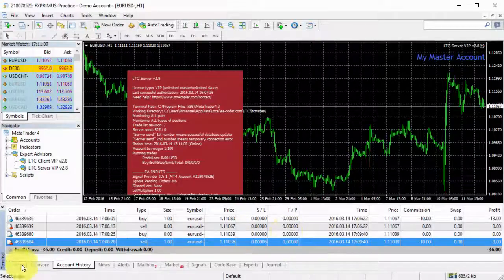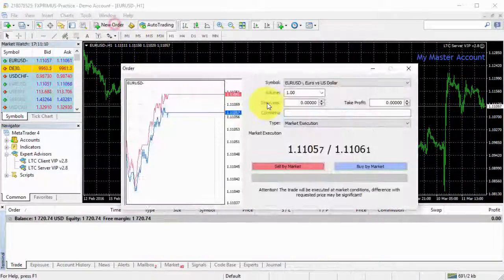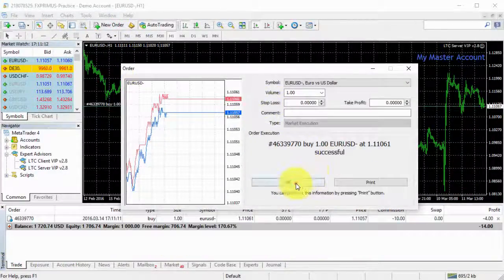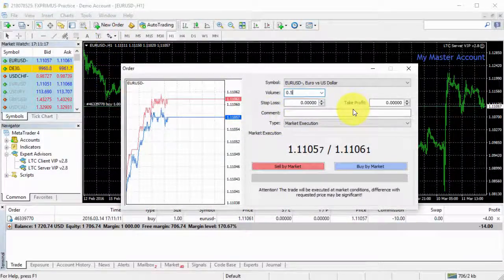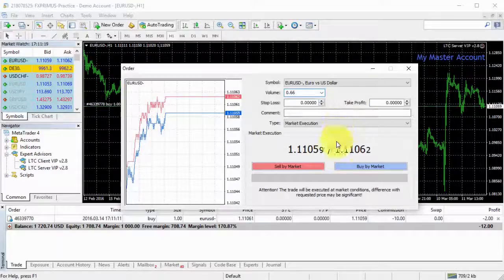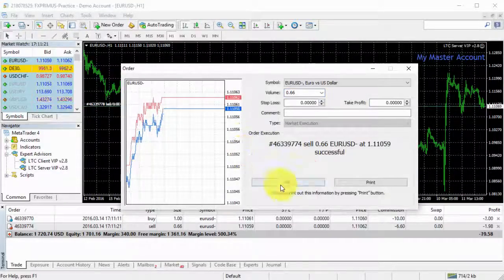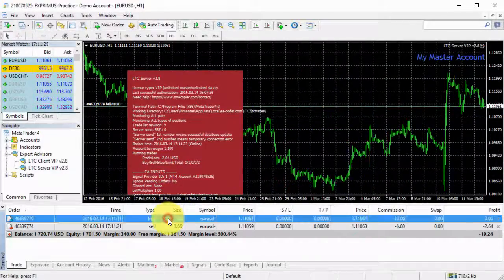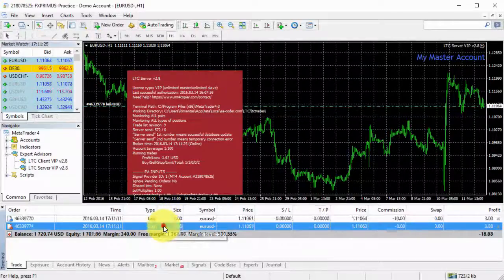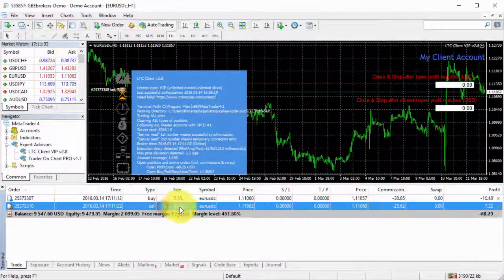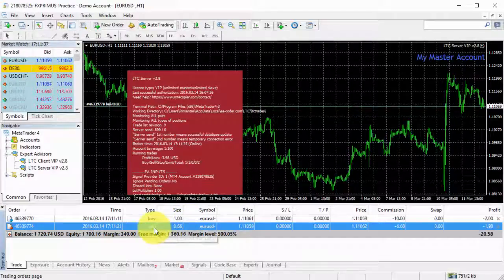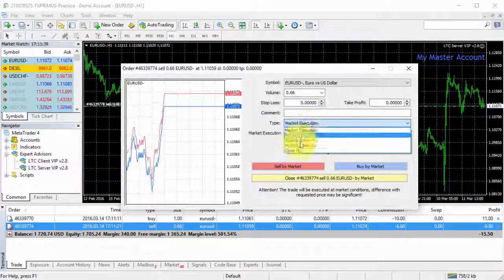But just before we go, I just remembered, let me give you one more example. If I make one of the trades smaller, let's say like that. So this time I have a buy order of one full lot size and a sell order of 0.66 lot size. So my sell order is also smaller on the client account as well. Now watch what will happen if I close.